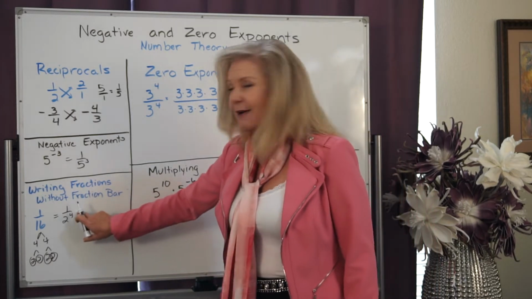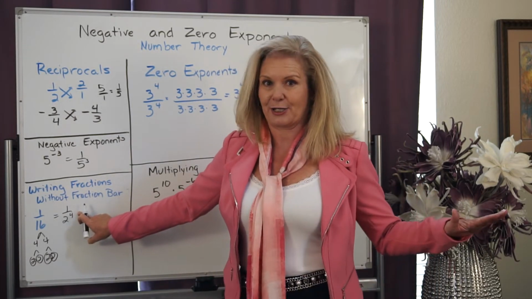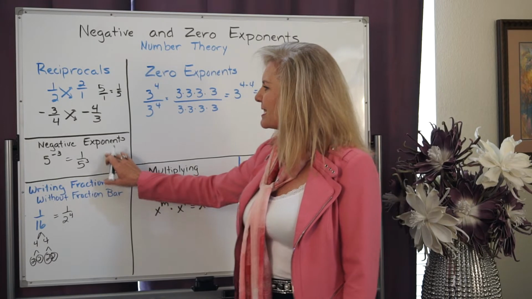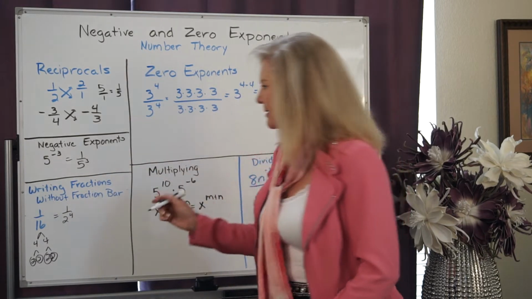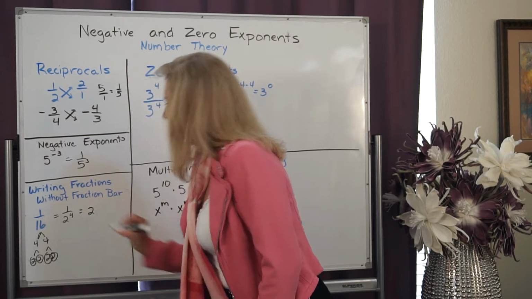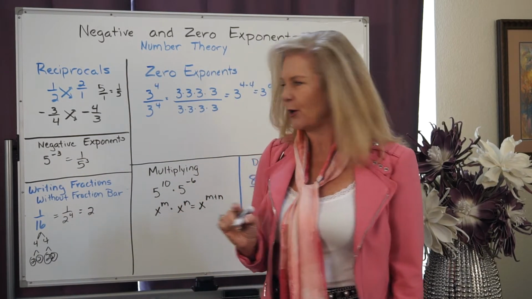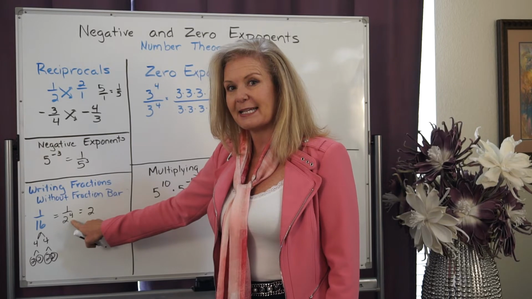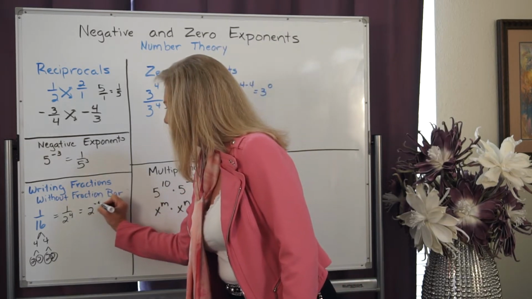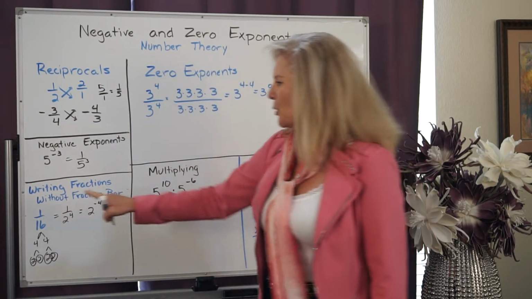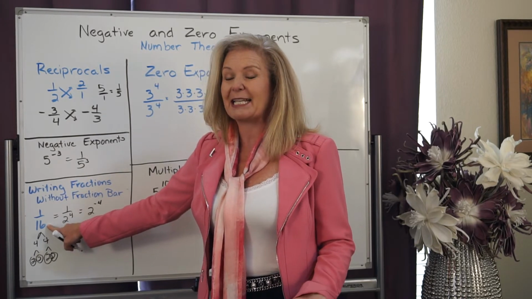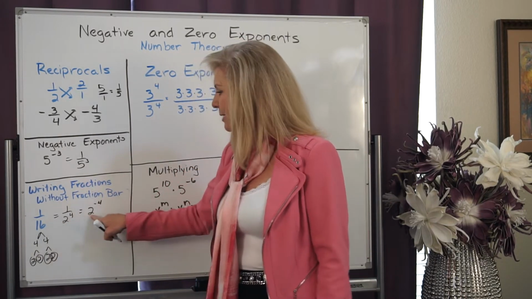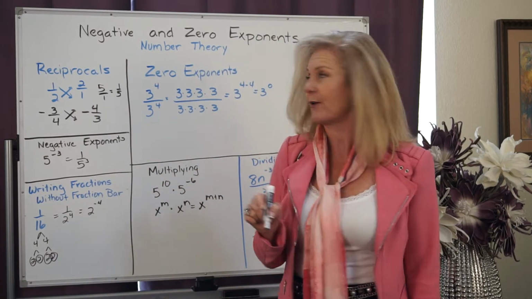But I still have that fraction bar, and I don't want that fraction bar. So I can reverse it out by then switching this exponent by taking the reciprocal, but that positive exponent becomes a negative exponent. So 1/16 written with a fraction bar is equivalent to the same value as 2 to the negative 4.